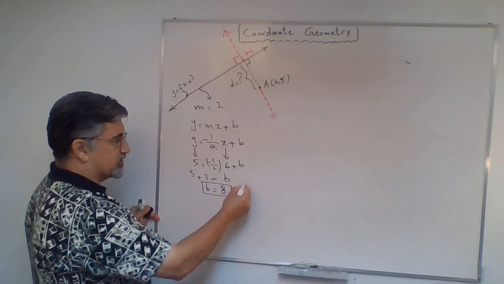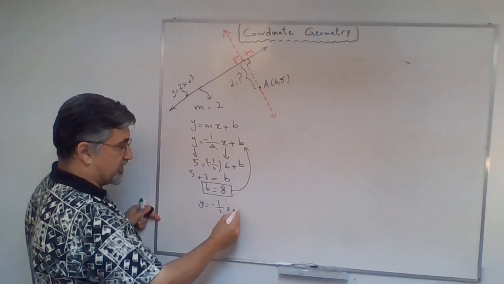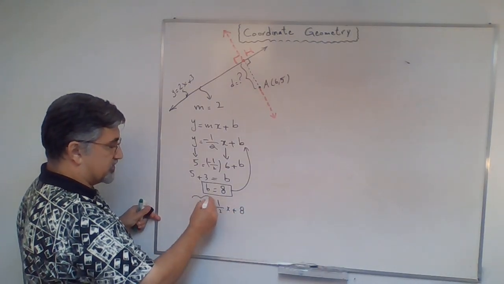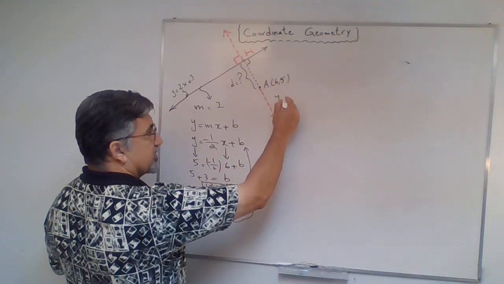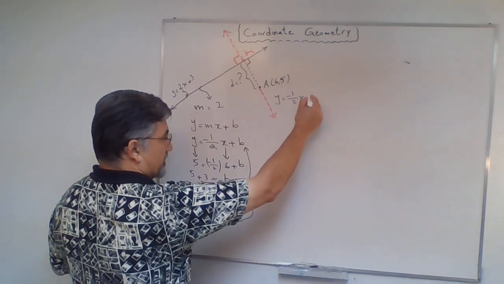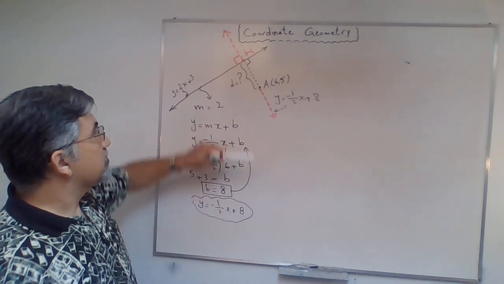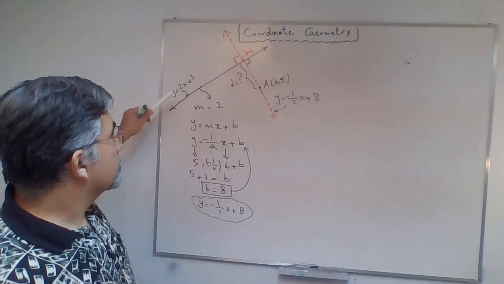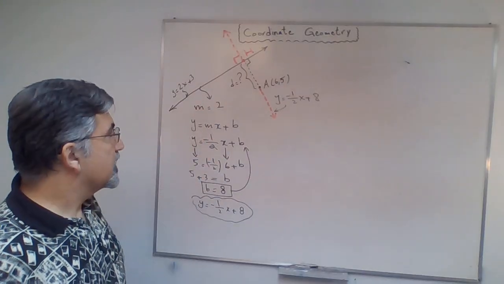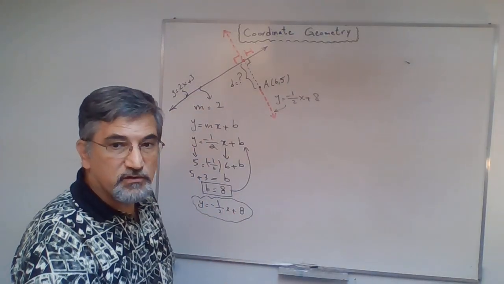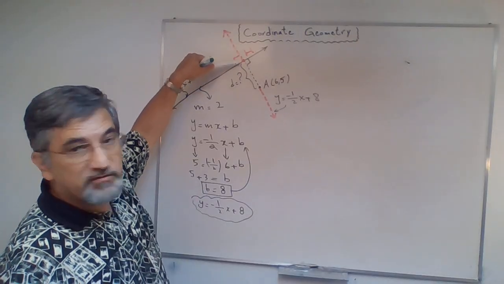Okay, so we're going to substitute back. So y equals negative 1/2 x plus 8. So the puzzle is partially solved. The equation of the red line is found. So this is the equation of the line that is perpendicular to the given line and it passes through the given point A. Now, next part of the question, second step, is to find the point of intersection.